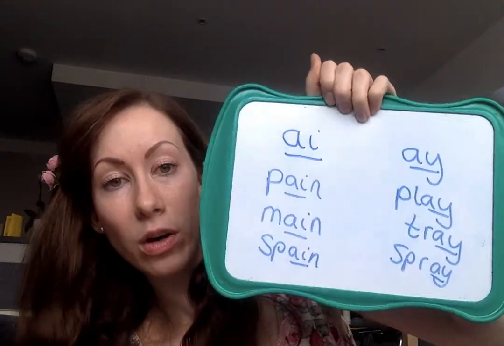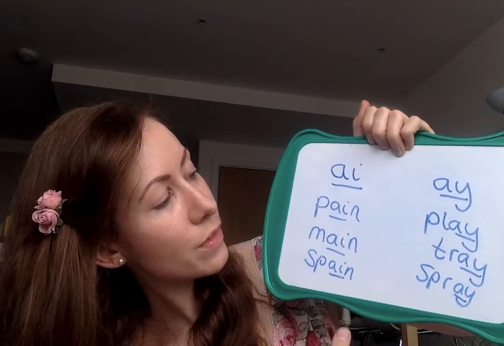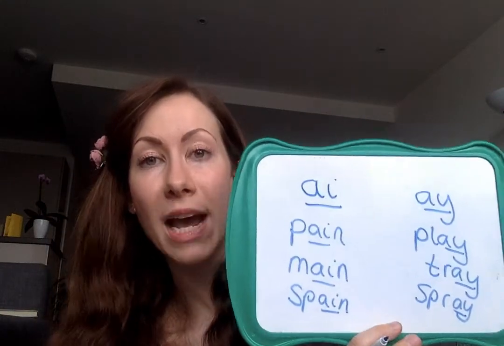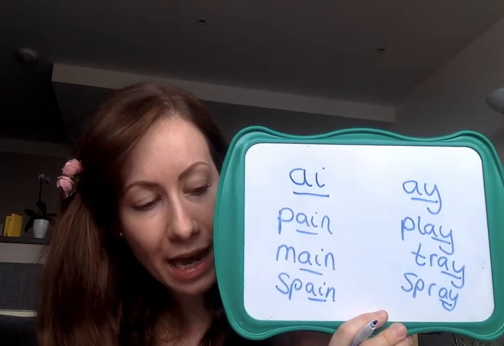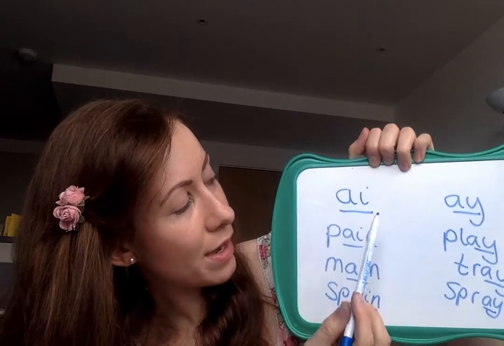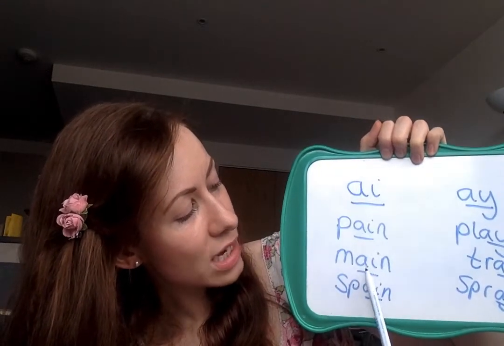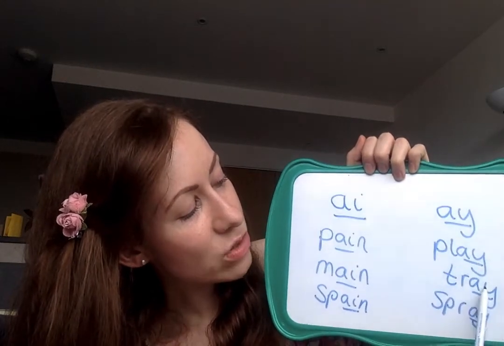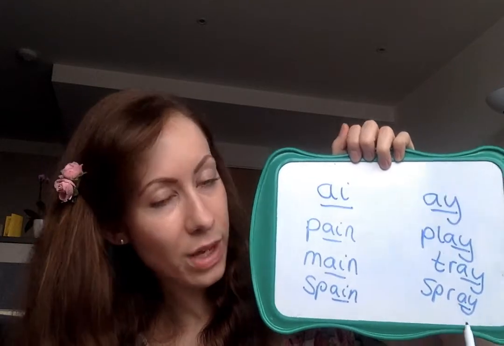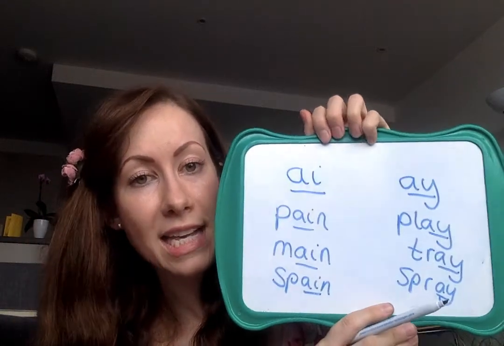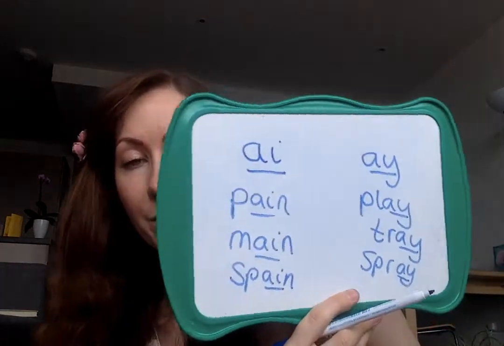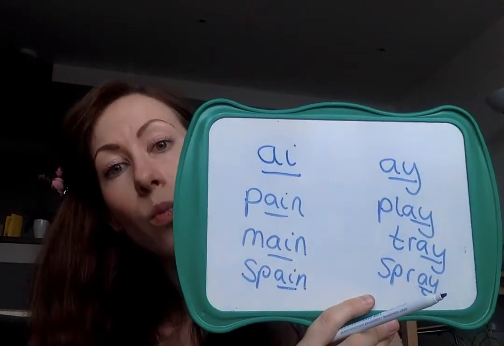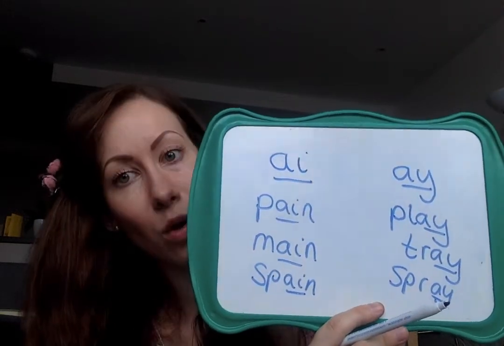Okay, wow, that went really wonky. Sorry, children, that went very wonky at the side, okay? But the point is, the digraph is written differently, but pronounced the same way, okay? Now, you will also note that this way, with the AI, it is used in the middle of the word, okay? But with the AY, it is used at the end of a word, okay? So you will often find that this is the case with a digraph that can be written in two different ways. One way is used at the ends of words and one way is used in the middle of words, okay?